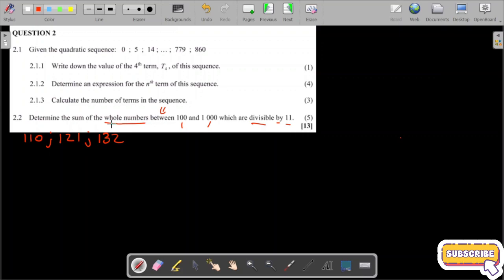So now remember, until the last one, which is, remember, between 100 and 1,000. The last one that I got is 990. This is also a number that is divisible by what? By 11. So now we are asked to find the sum of those numbers.